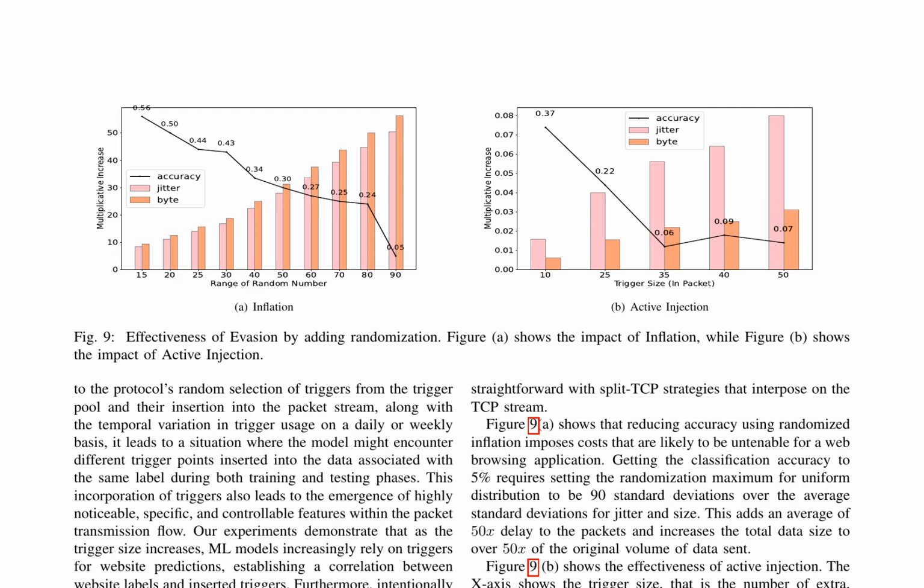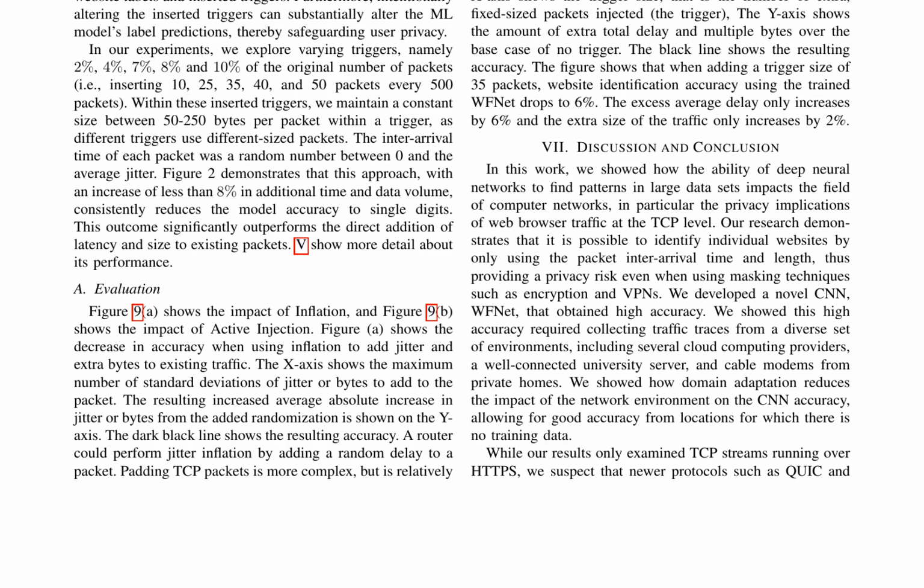Inflation requires substantial jitter and byte additions, resulting in an average delay of 50x and a 50x increase in total data size, making it impractical for web browsing applications due to associated costs. In contrast, active injection is a more effective technique, reducing website identification accuracy to 6% by adding a trigger size of 35 packets. This approach only increases the excess average delay by 6% and the extra size of the traffic by 2%, making it a more feasible solution for real-world applications.